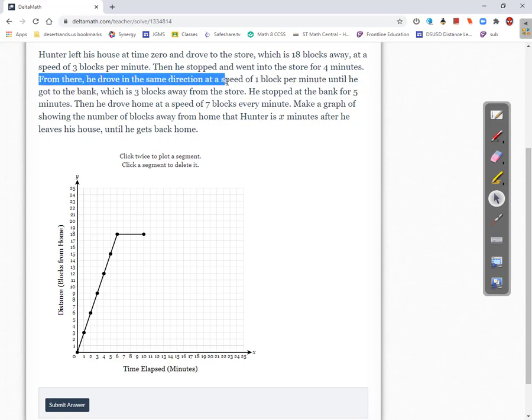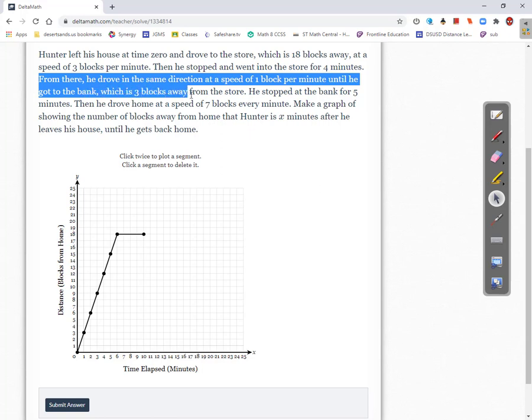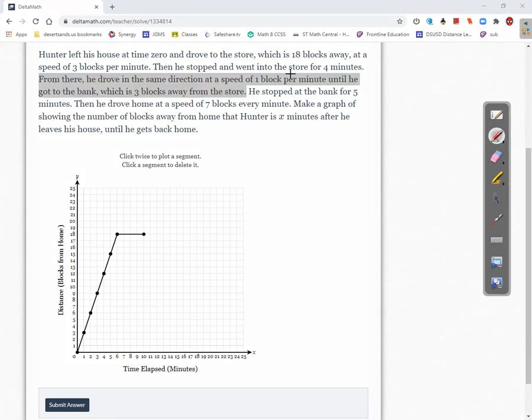From there, he drove in the same direction at a speed of 1 block per minute until he got to the bank, which was 3 blocks from the store. And again, my advice when you read that, go ahead and look for the word per or every. And this right here, 1 block per minute, that's our m. So I'm going to put 1 block per minute. And again, per means 1 unit. So we're going to go up 1, right 1.